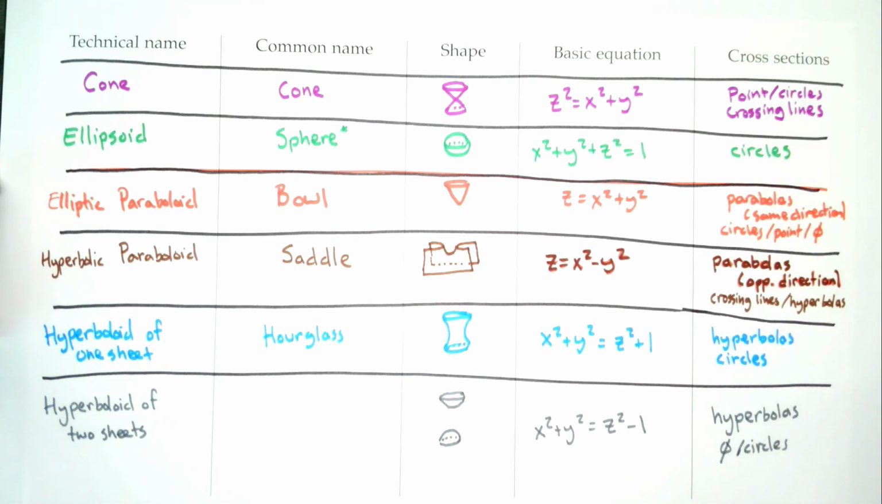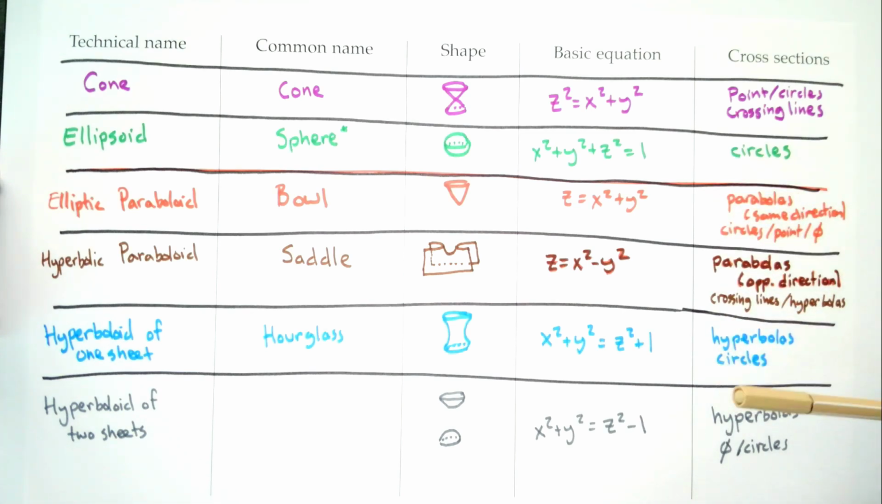So if you see, aha, there's cross sections here which are parabolas, ask yourself the question, do the parabolas always go in the same way? Do they always go up, or do they sometimes go up and sometimes go down? So that's sort of the way to recognize your bowl or saddle.